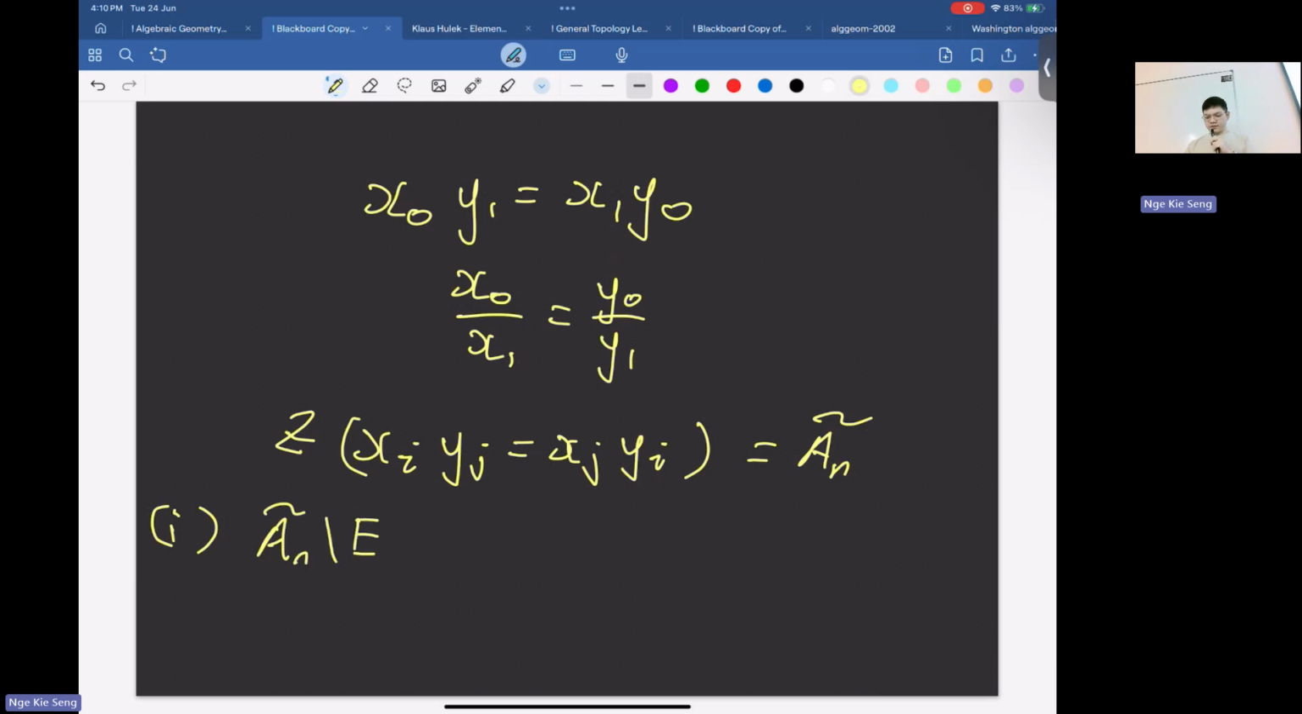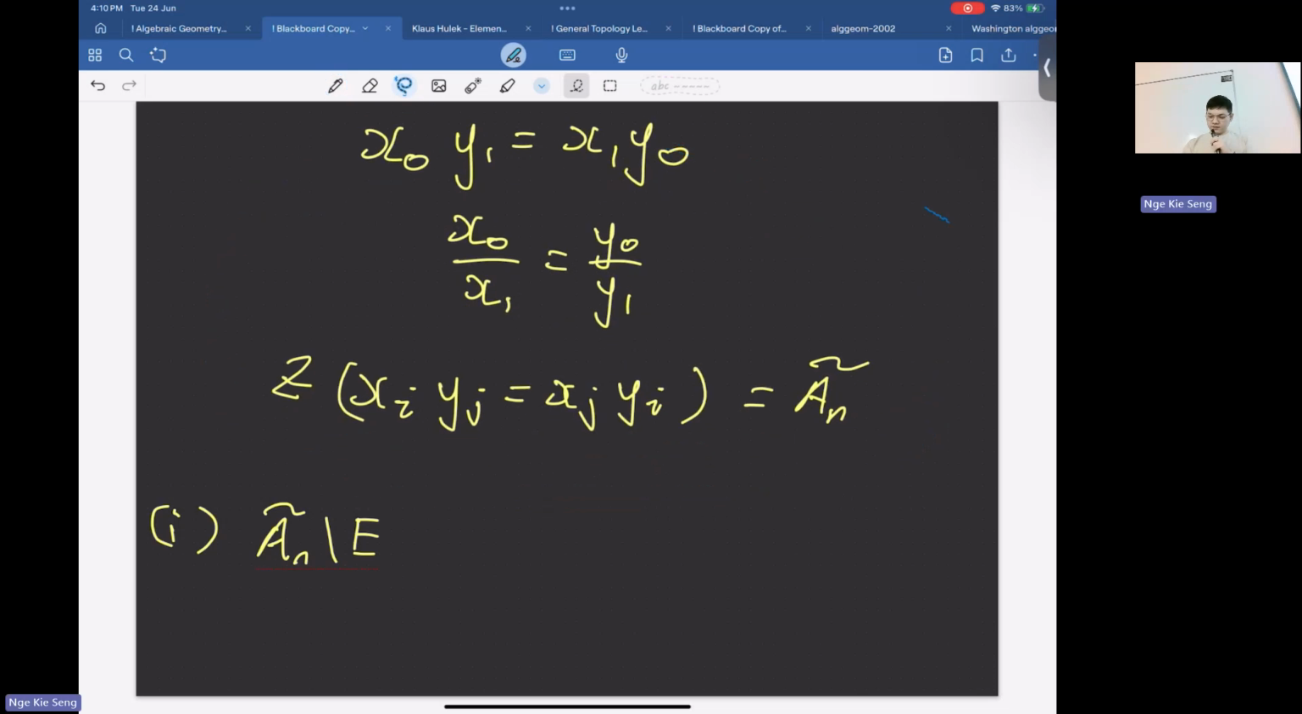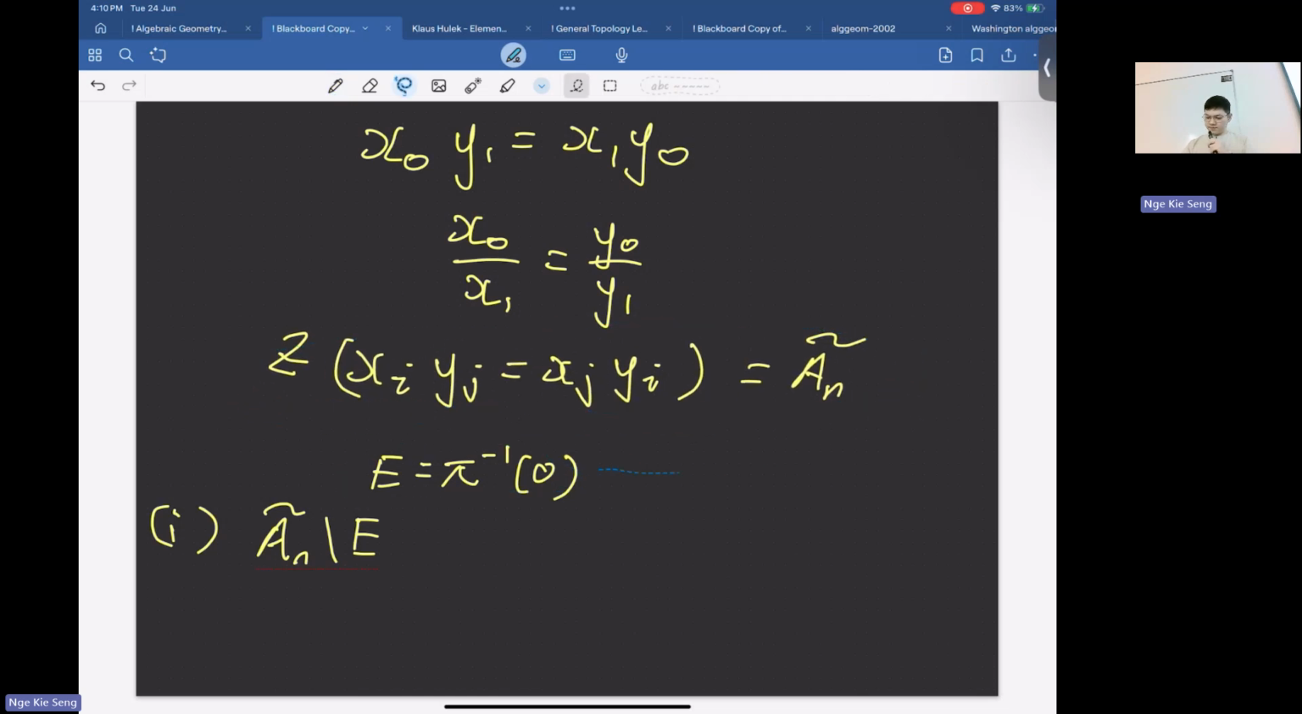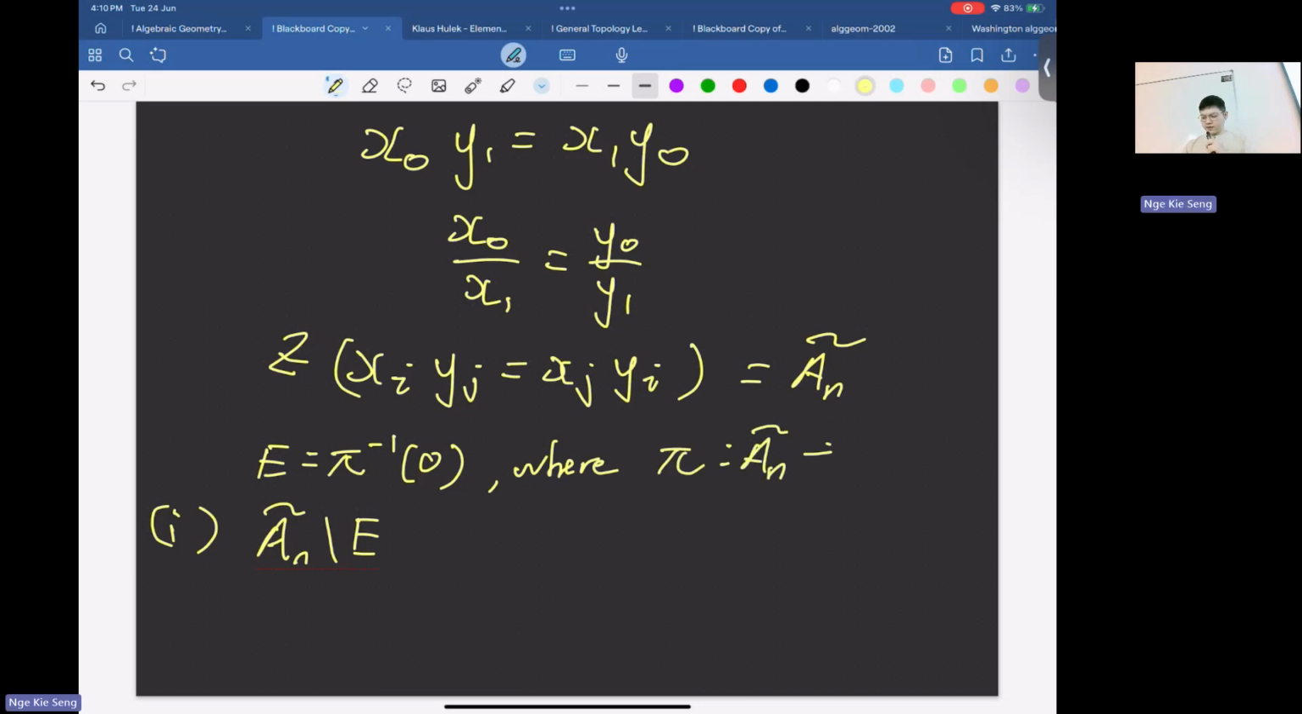Okay, if you disregard the exceptional divisor, let's define E to be the pre-image of 0. And then what's this pi here? Where pi is the projection map from A^n tilde to A^n. Where does A^n tilde live? A^n tilde lives in A^n cross P^(n-1).